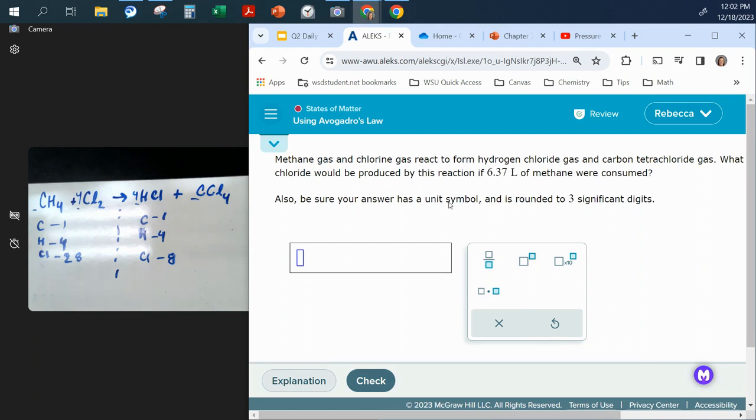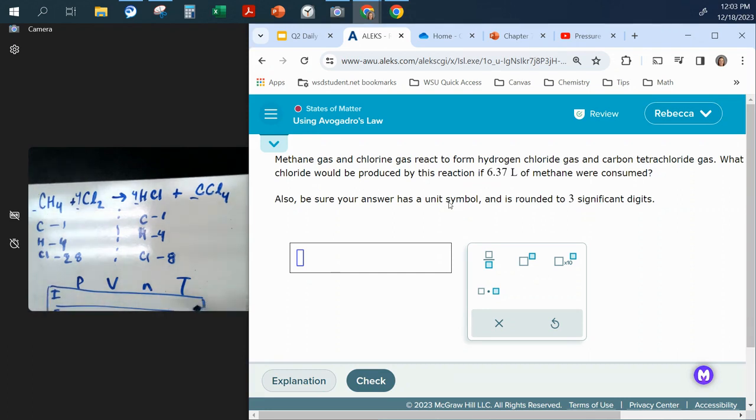Let me think if we can use our table. Let's write it out and then think about it. Okay, so we've got our P, V, N, T, initial, final, what we expect to happen. I'm not sure we can use that here. Let's think about it.